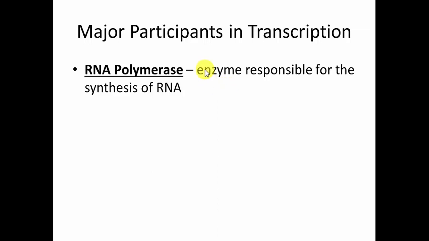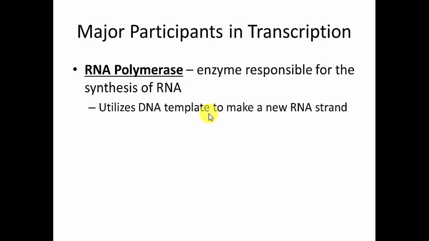There are a number of things involved in transcription. It's a fairly complex process, but we're going to focus on the major participants. So the major participants, and there's a couple, but the big one is an enzyme called RNA polymerase. This is an enzyme that's responsible for the synthesis of the RNA itself. Now this actually works by using the DNA as a template and synthesizing a new strand of RNA using the DNA itself as a template.